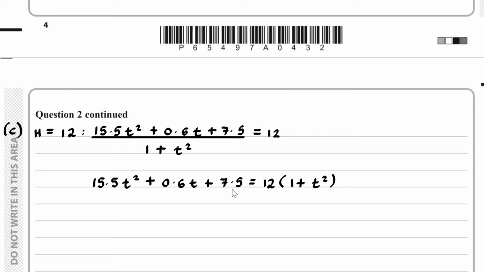So if I simplify all this, well, I've got 15.5 t squared subtract 12 t squared, so that's going to give 3.5 t squared. And then I've got the 0.6 t. And then I've got 7.5 subtract 12, so that's going to give minus 4.5. And all of this is equal to 0.